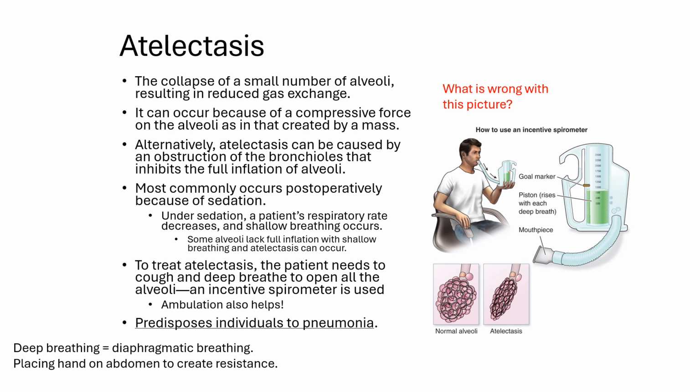Now, the other thing they can use is this incentive spirometer. If you look at the picture, you can ask yourself, what is he doing wrong? I'll let you pause for a second to look at it. What he's doing wrong is he's supposed to be breathing inwards, not outwards. But anyway, like I said, we want to prevent this whenever we can, because getting atelectasis predisposes individuals to pneumonia.